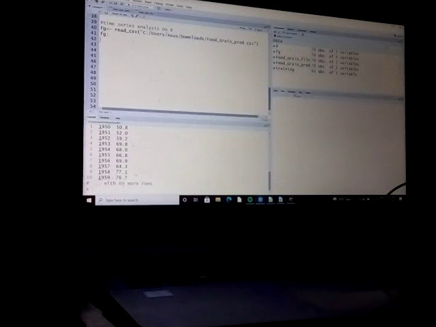Now I will convert this into a data frame, so you will understand why I did this, because of further analysis. data.frame of FG. I will run this and again D. I will run this.